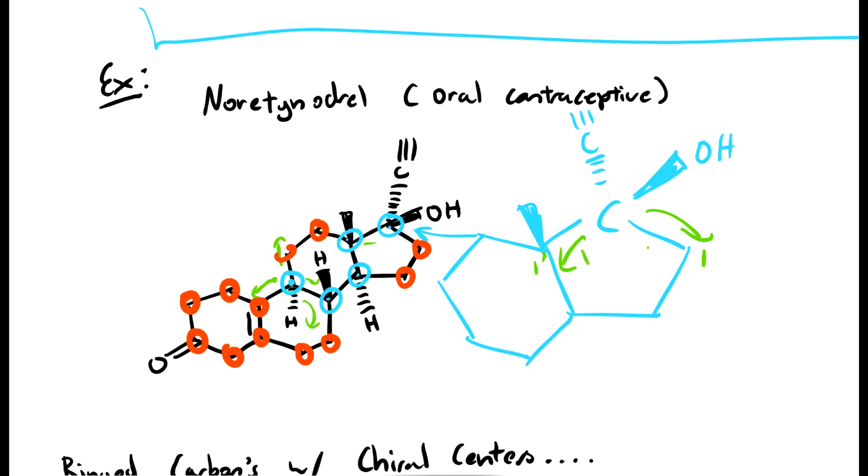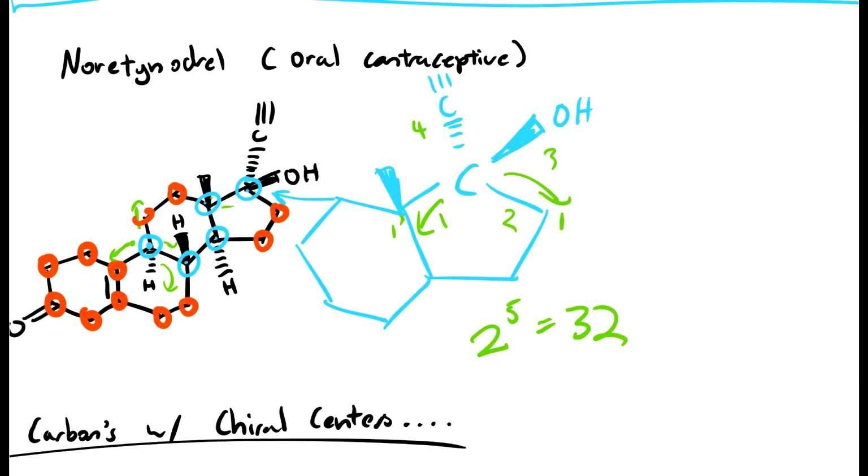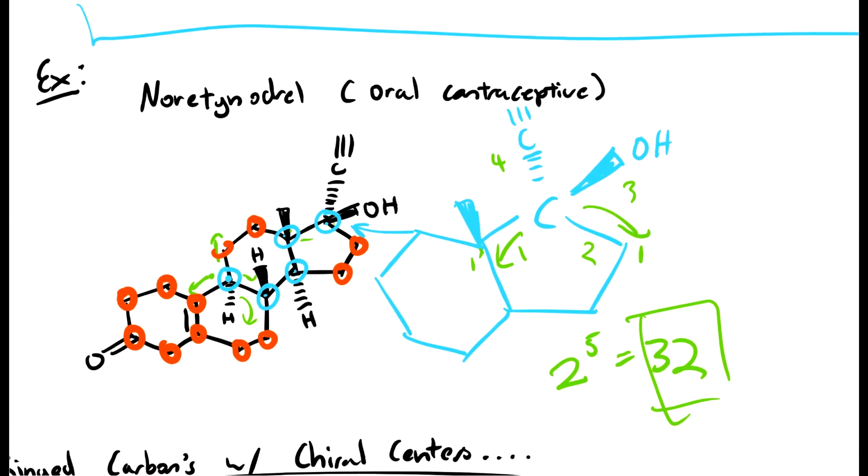So 1, 2, and then you have this alcohol group, which is the third different group, and then you also have this triple bonded carbon group that you don't see anywhere else. So this means that this has 4 different groups attached to this carbon, which would make it a chiral center. And if you were to use this methodology and you look at everything else that you see here, we come to find out that this has 5 different chiral centers. 1, 2, 3, 4, 5. And so 2 to the 5th power is 32. And this is the maximum number of stereoisomers you'll see in norethindrone.